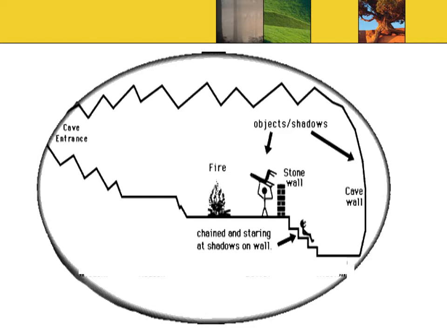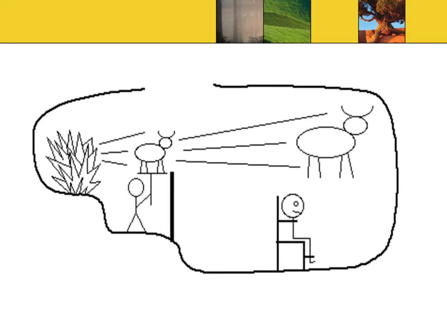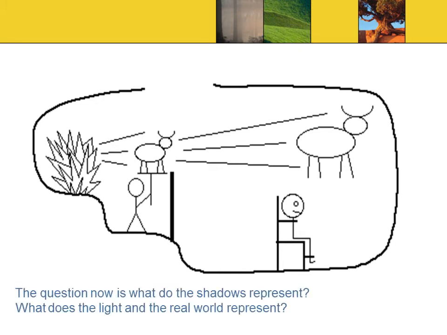Or maybe your sketch looked a bit more like this. Still, all the important features are here. So, the question we now have is, what do the shadows represent? What does the light and the real world outside represent? Once again, you might like to pause the video and jot down your own answers to these questions. Let's have a look at what Plato was basically saying.